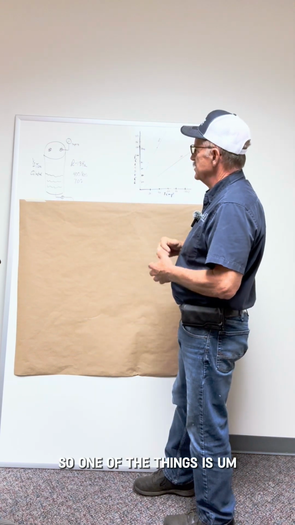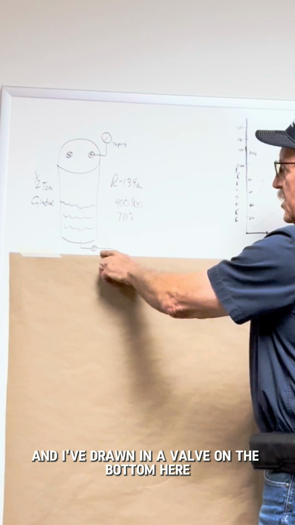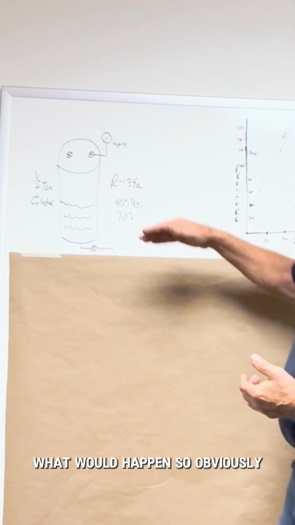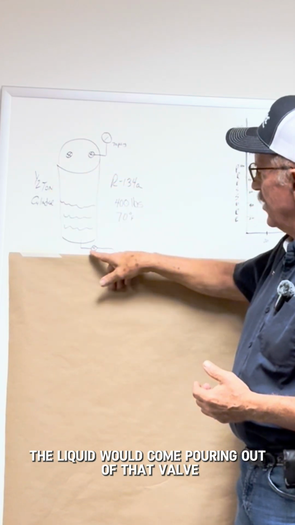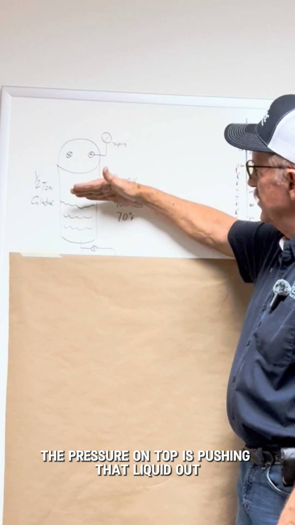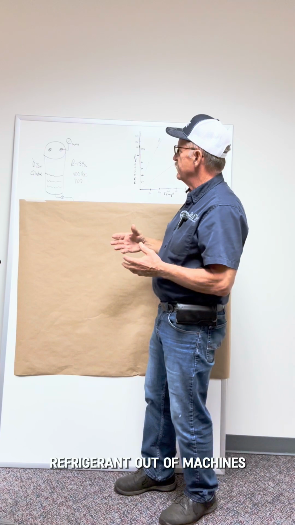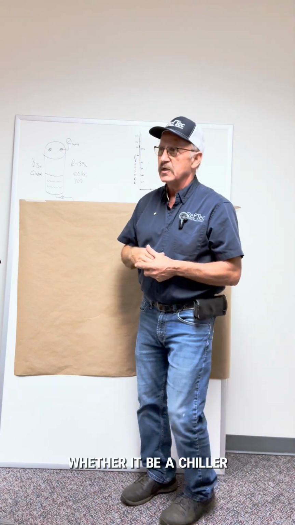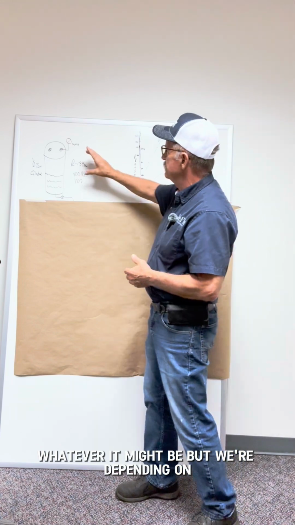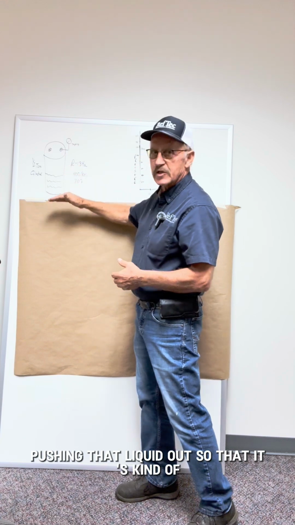I've drawn in a valve on the bottom here. If I were to open that valve, what would happen? Obviously the liquid would come pouring out of that valve into the room. The pressure on top is pushing that liquid out. So that's the way that we're going to get liquid refrigerant out of machines, whether it be a chiller, a half-ton cylinder, whatever it might be. But we're depending on vapor pressure from that refrigerant pushing that liquid out.